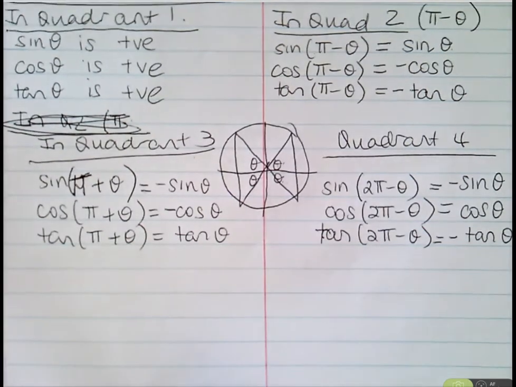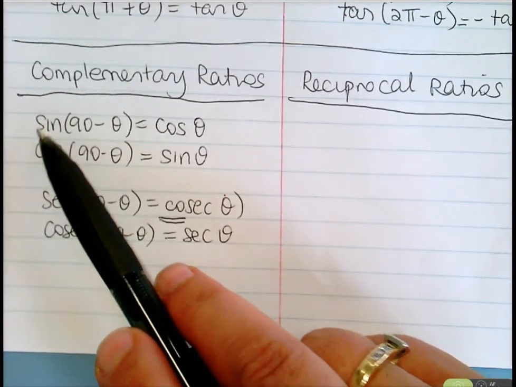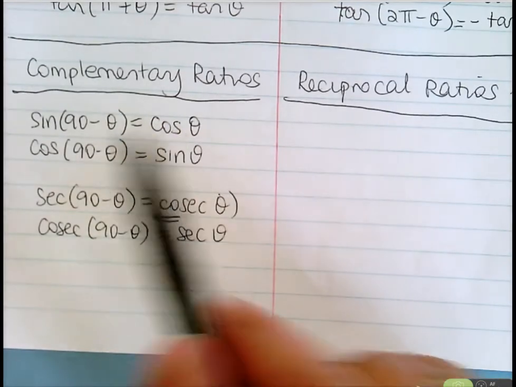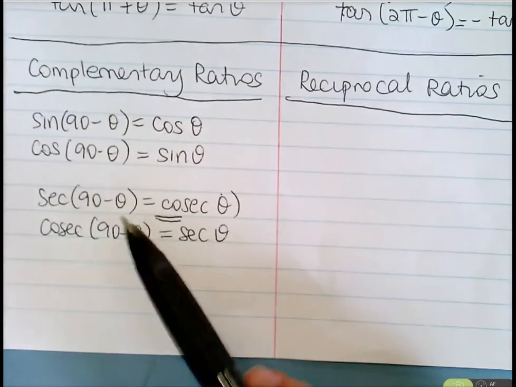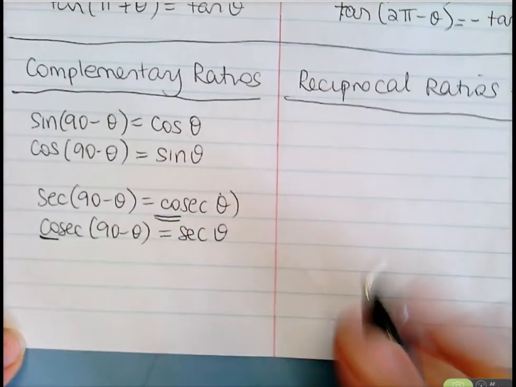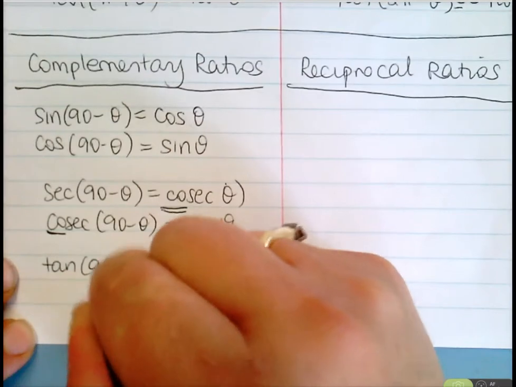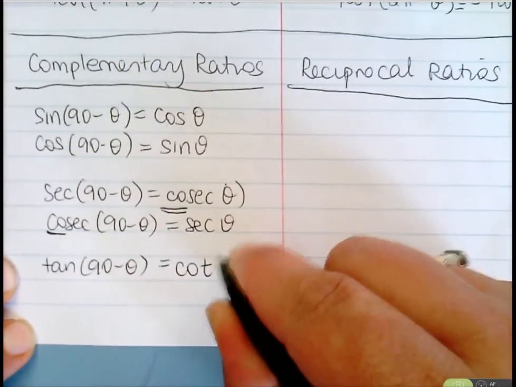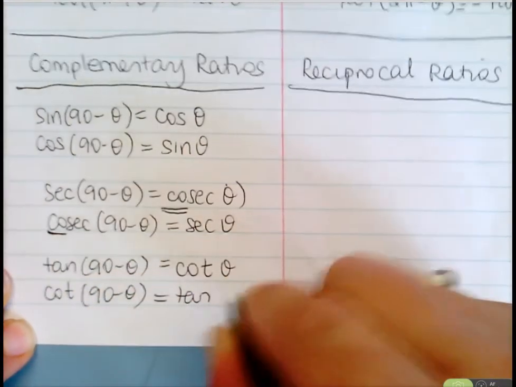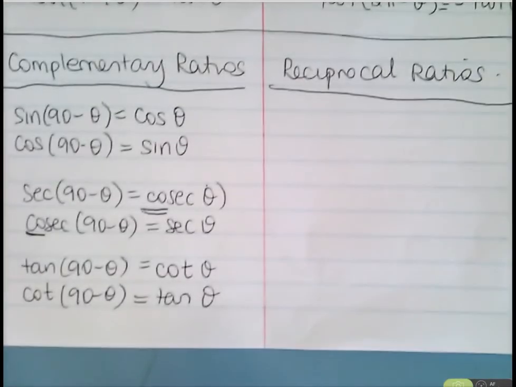Ratios: cos and sine are complementary, because sine means sine, cos means cosine, and the difference between them is the letters co. So sine and cosine are complementary. Sec and cosec, you can see the difference between them is co. They're complementary. The other ones are tangent and cotangent, in other words, tan and cot. They're complementary ratios with the letters co.